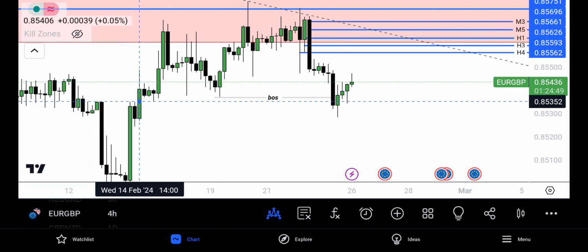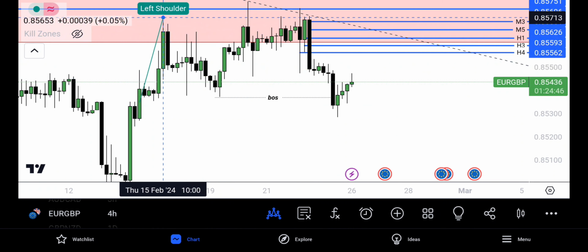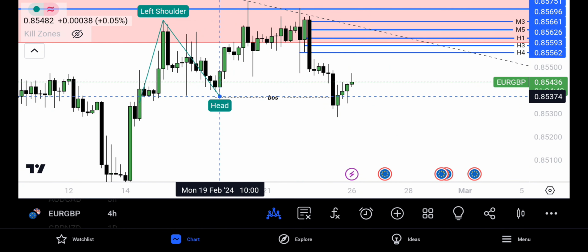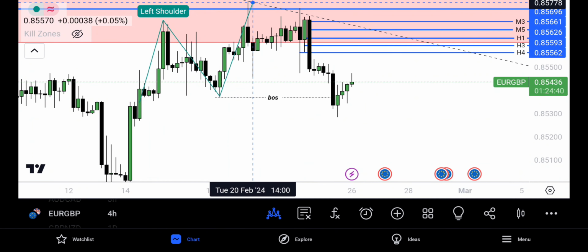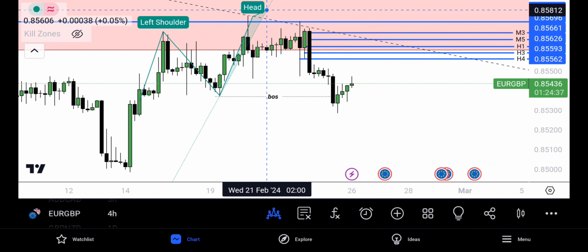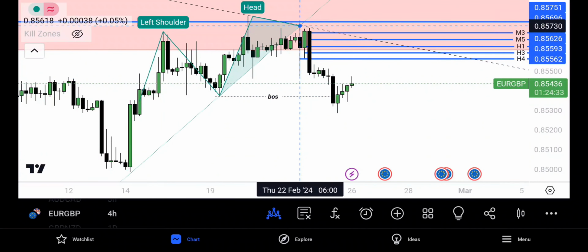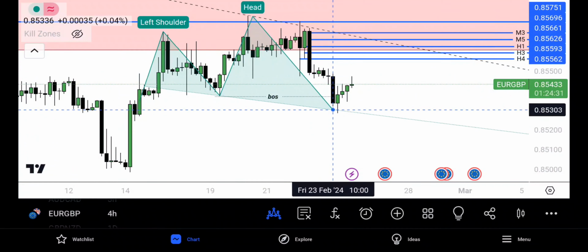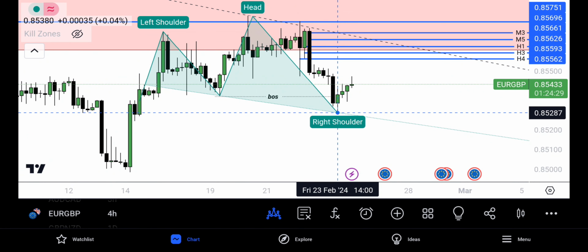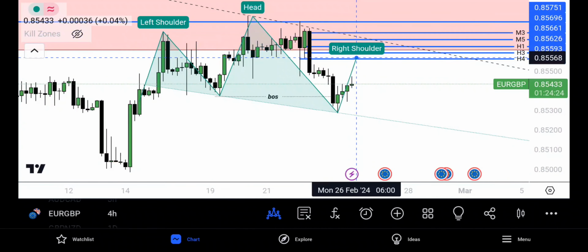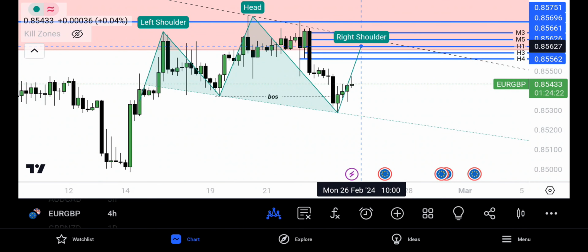First of all, the left shoulder was formed here. The neckline was also formed here. The head was formed around here, right? And we broke the neckline. You can see these movements broke the neckline, and so we're waiting for the right shoulder to form around these levels here, right? So whenever the right shoulder forms around this level here, we'll look for a green light, and we're good to go.